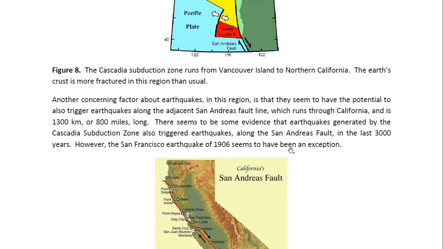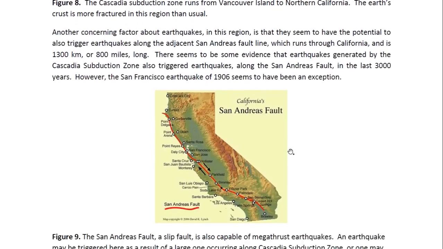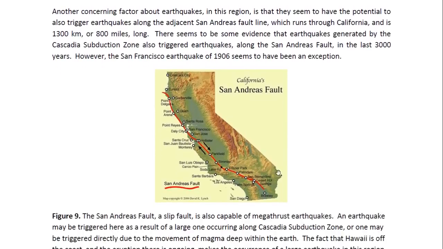And another concerning factor about earthquakes in this region is that they seem to have the potential to also trigger earthquakes along the adjacent San Andreas fault line, which we see here. And this fault line runs through California, as you can see, and is about 1,300 kilometers in length, or 800 miles in length. Now, there seems to be some evidence that earthquakes generated by the Cascadia subduction zone also triggered earthquakes along the San Andreas fault in the last 3,000 years.